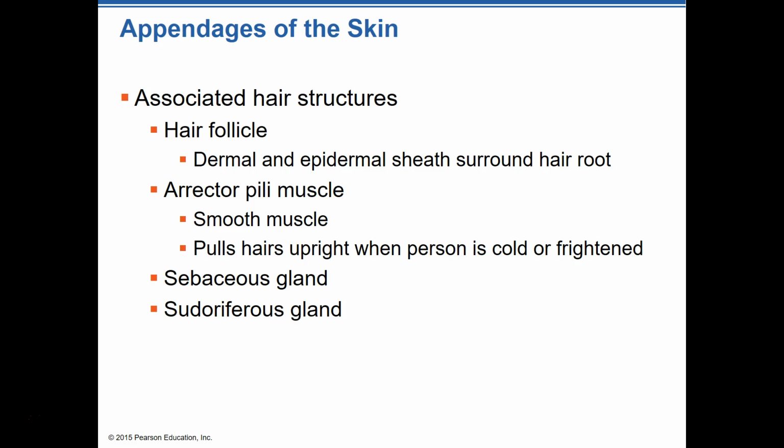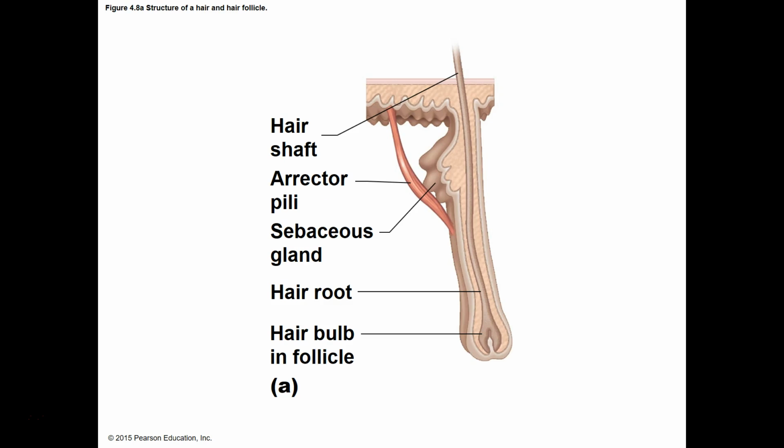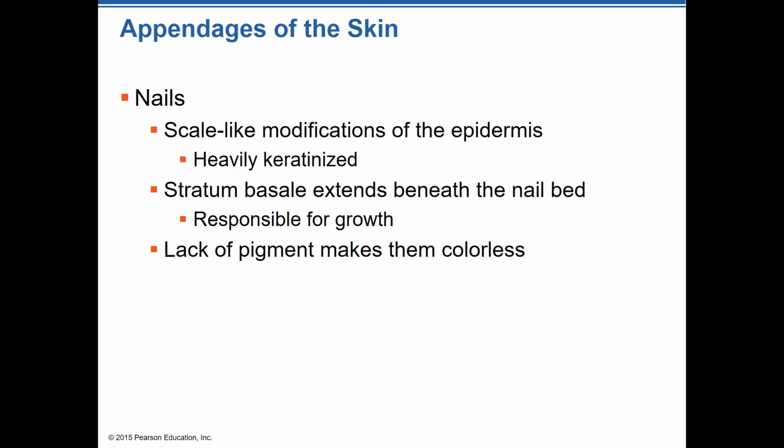Of course, then we have sebaceous glands and sudoriferous glands that are located in that hair follicle as well. So, fingernails and toenails are kind of scale-like modifications of the epidermis. Very, very heavily keratinized, as you can imagine. They do have a basal layer that goes in beneath the nail bed. It's where all that growth comes from, so all the way in that basal layer. They lack pigmentation, so they're colorless.